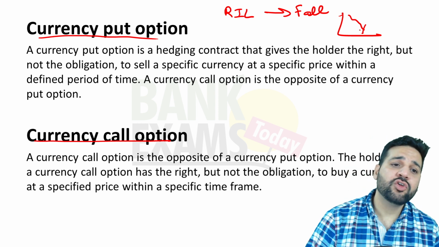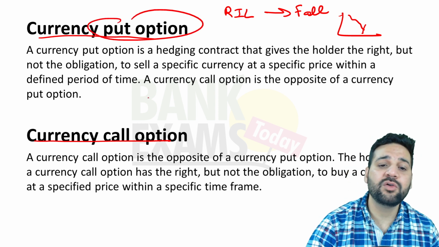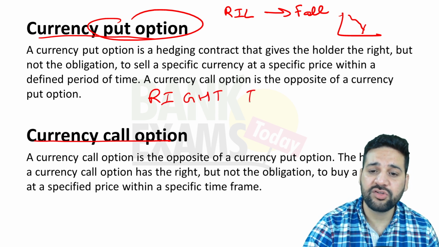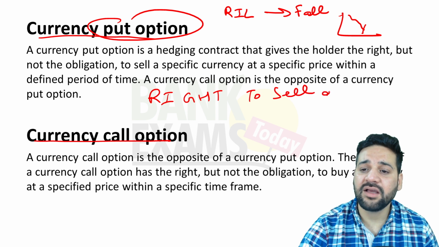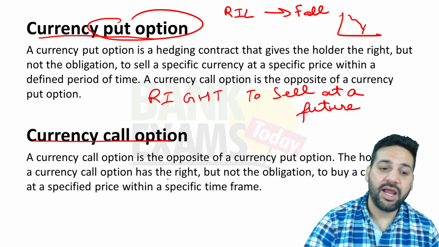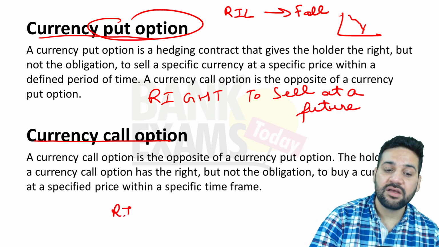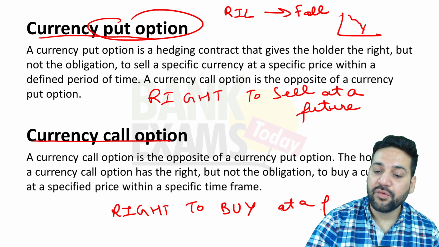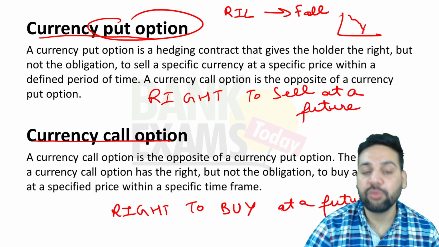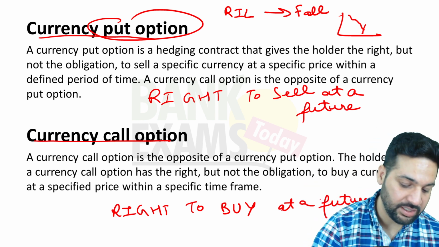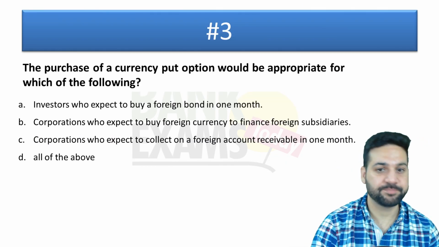And so a put option is the right to sell at a future date. And a call option is the right to buy at a predetermined future date. Currency put option, currency call option. It is a right, not an obligation.